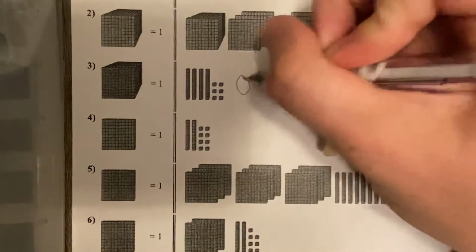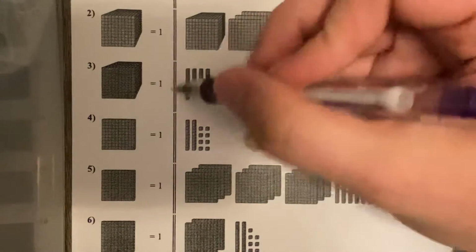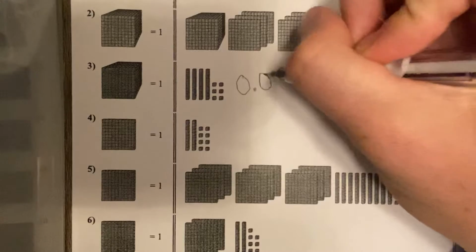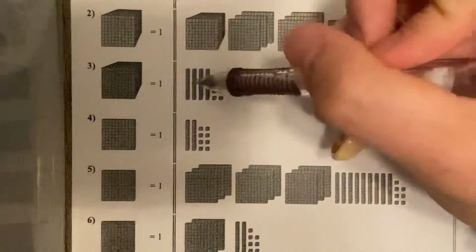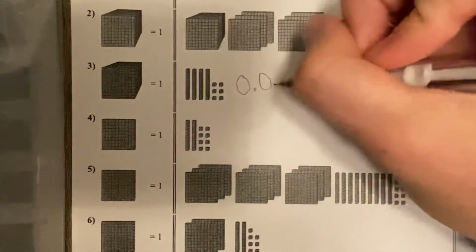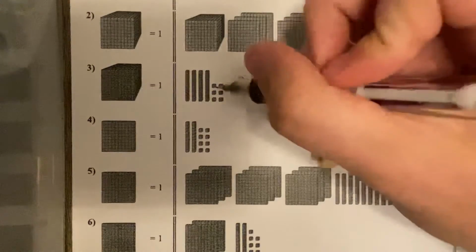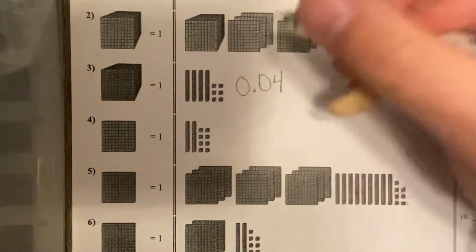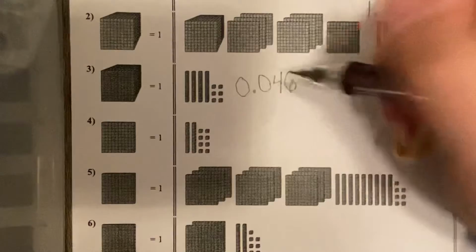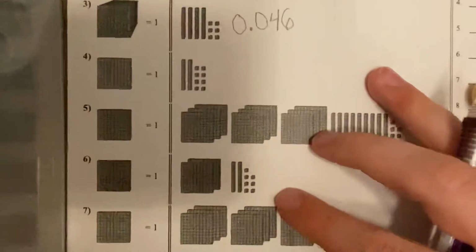Now this one, I have a cube as a whole, but I don't have any cubes, so I'm going to put 0 for my wholes. I also don't have any flats, so I'm going to put 0 for my tenths. Now rods, I have 1, 2, 3, 4. So I'm going to put 4 for my hundredths and 1, 2, 3, 4, 5, 6 for my thousandths. So 0 and 46 thousandths.